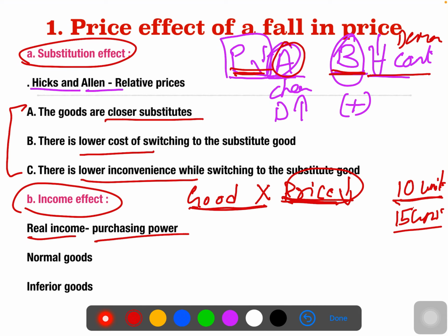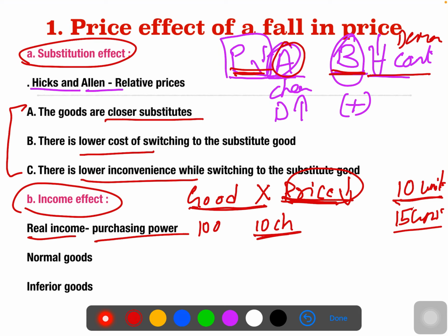Purchasing power is nothing but, whenever you have income, how many goods you are able to purchase. If we measure that, it's called purchasing power. For example, my income is 100 rupees. With that I can purchase 10 chocolates. So this is my purchasing power.